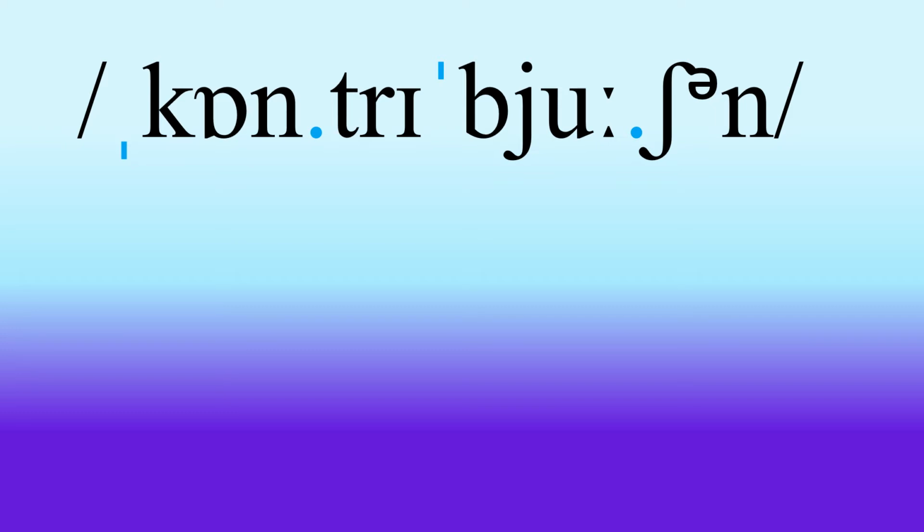So the mark in the middle at the top, the blue mark, tells us that the main stress is with bu. But if you notice on the left, there's a blue mark at the bottom, and that tells us that con also gets a stress, but it's the secondary stress, so it's not quite as strong as the primary stress.